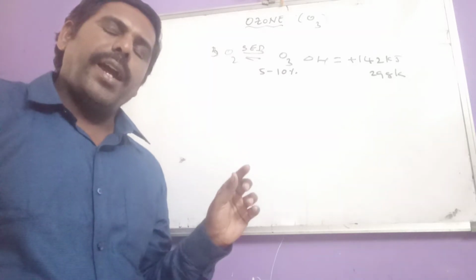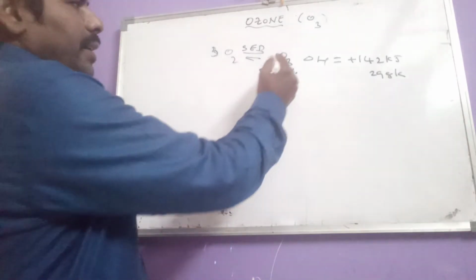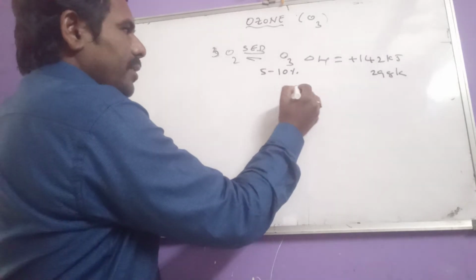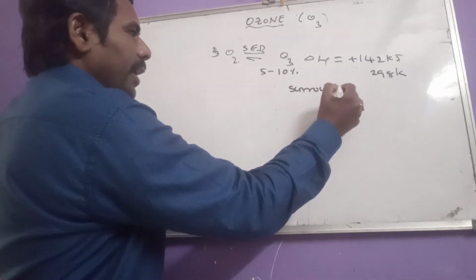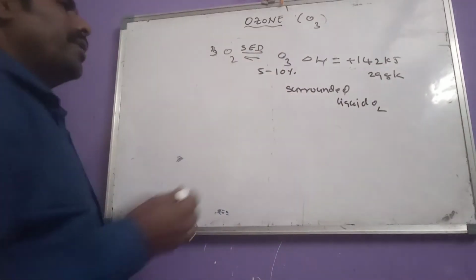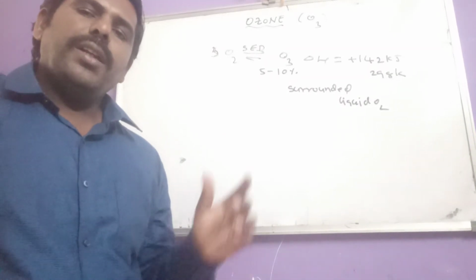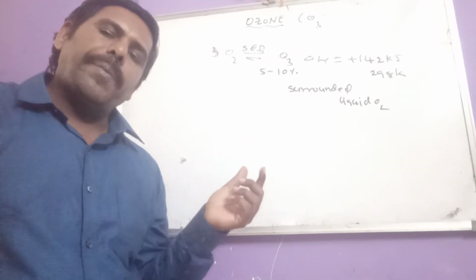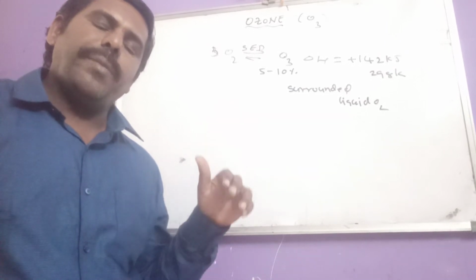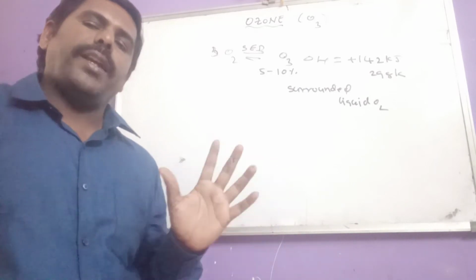By using a battery of ozonizers and by condensing the obtained ozone in a vessel surrounded by liquid oxygen, we can increase the percentage yield of ozone. Two ozonizers we may use here: Siemens ozonizer and Brody's ozonizer.